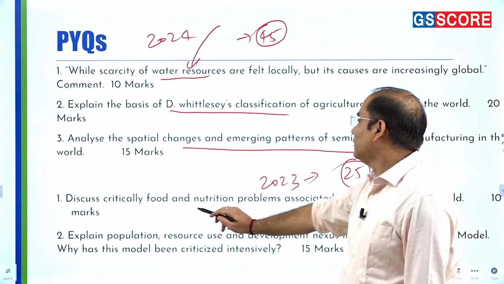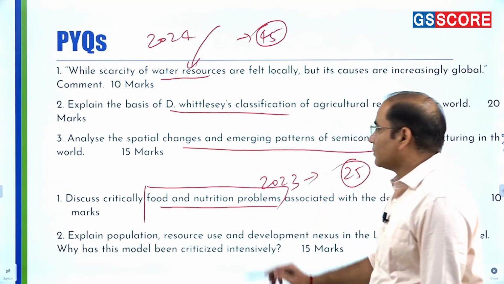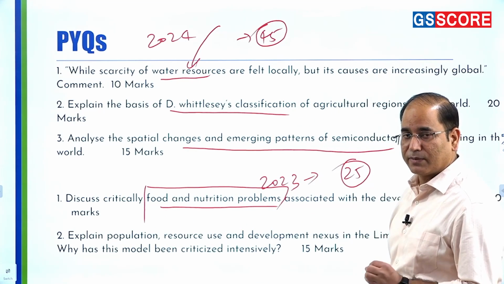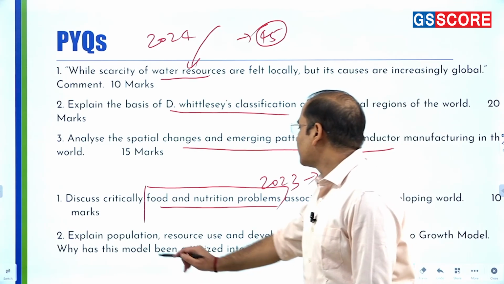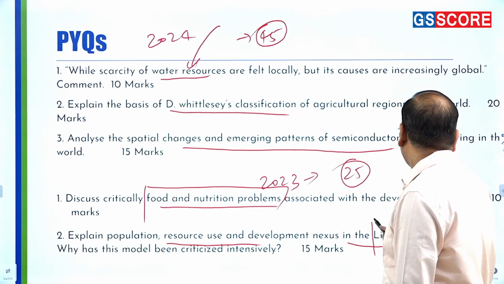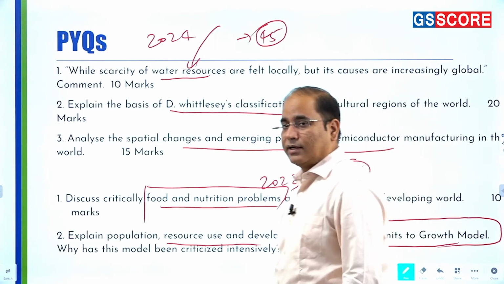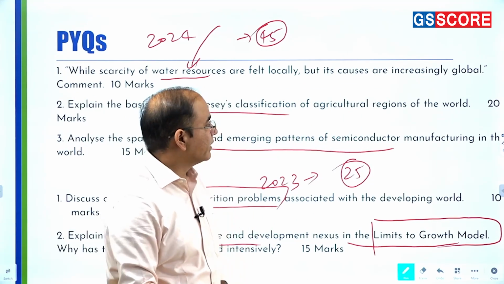Then discuss critically food and nutrition problem. Again you can see the importance of the syllabus. So, direct questions are picked from the topic, that is food and nutrition problem. Then explain population, resources and development nexus in the limits to growth model. Again a direct question from the topic. So, the understanding of the topic is very important.